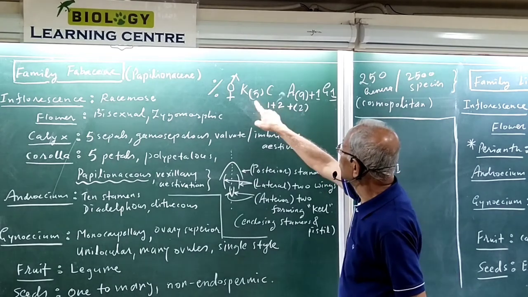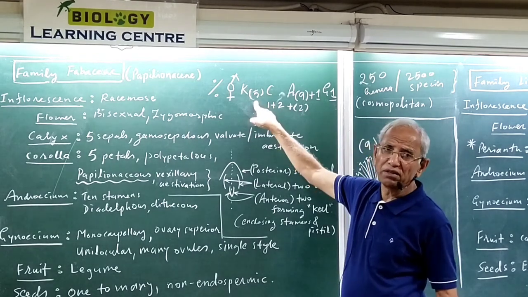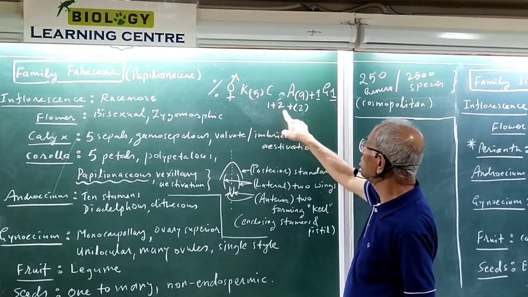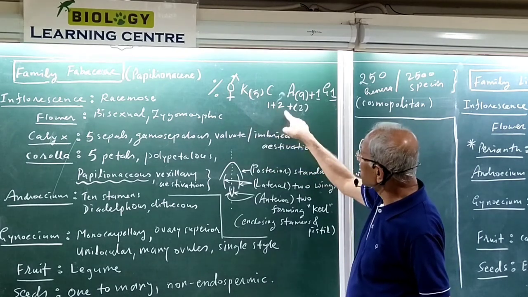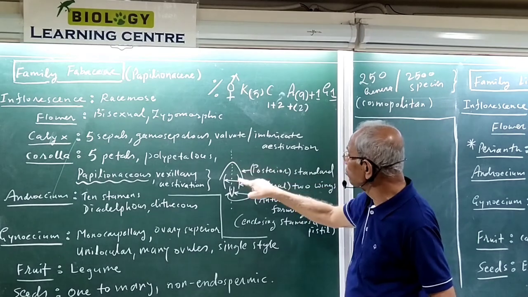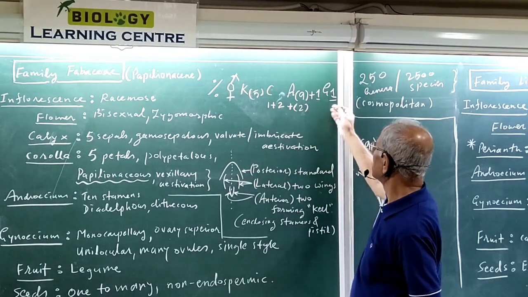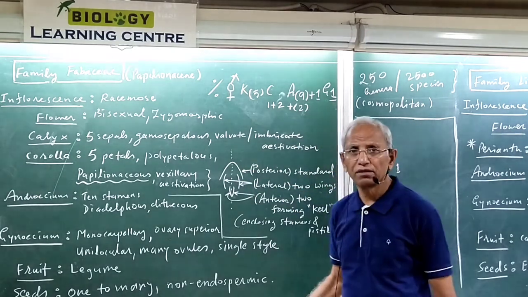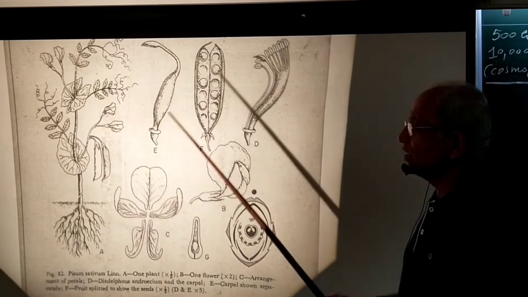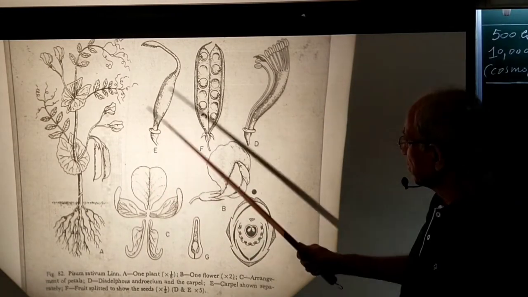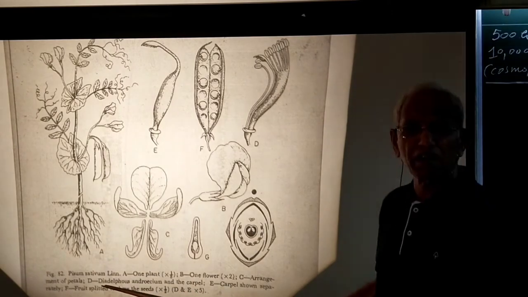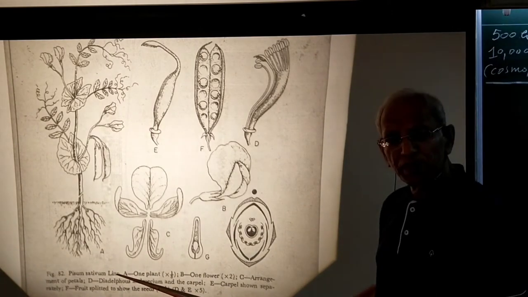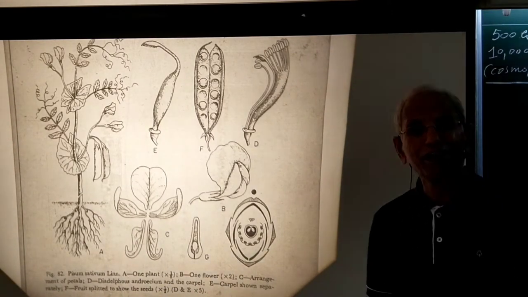Okay. So K5 in bracket, sometimes the sepals can be free also. Petals, some are free, 3 are free, 1, 2, 3, and 2 are united, and the rest of the things are like this. Okay, that's it. This diagram sheet is available with you, and from that you can find out the plant. This is Pisum sativum, and when it is Lin, what does it mean? The original name suggested by Linnaeus.